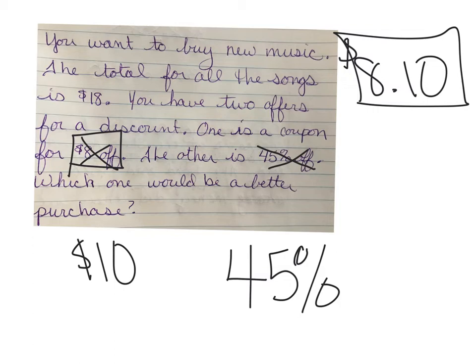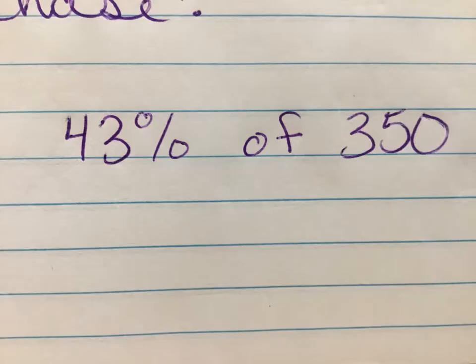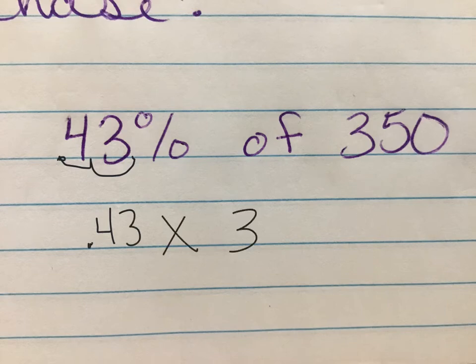Let's try this out with something else. How about 43% of $3.50? So the first thing that we do is we get this percentage to a decimal, move the decimal 2 spots, and now we have 0.43 times $3.50. Remember that of becomes that times sign, and we multiply.